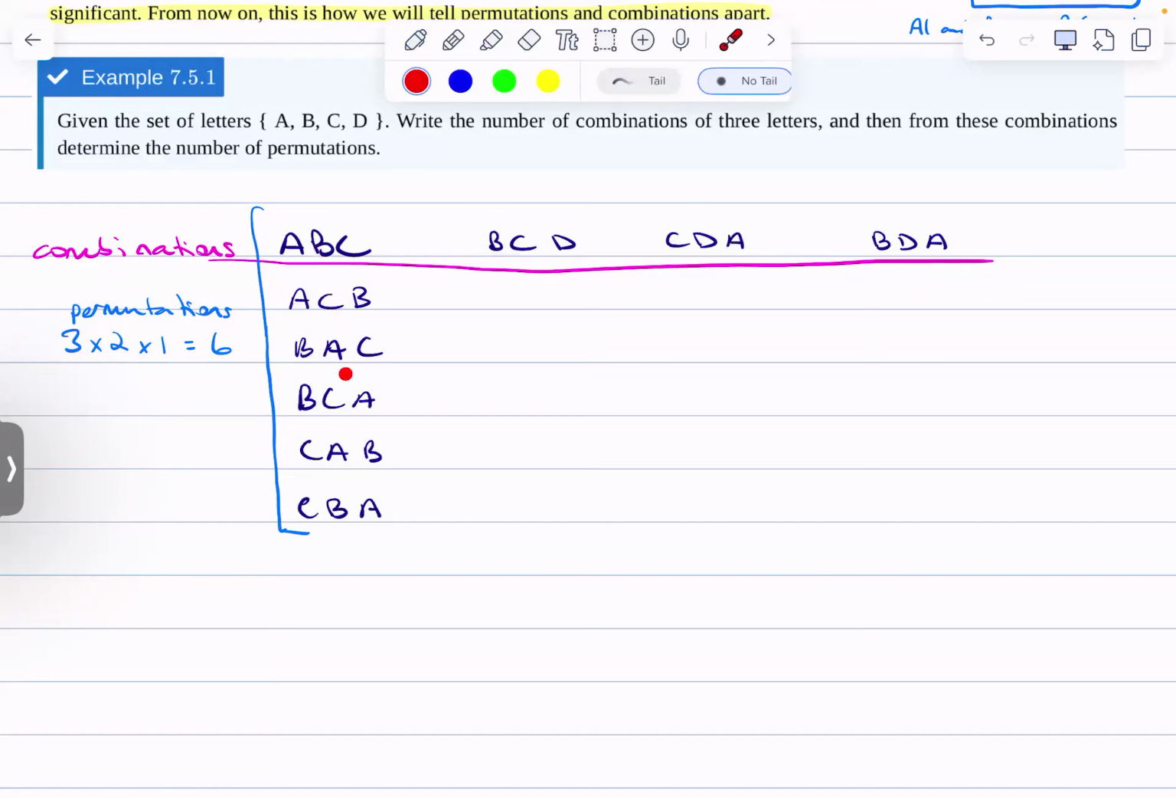Remember, we did this one as a tree, right? To figure out all the 3-letter permutations of ABC, depending on which branch you went down first, that would determine the remaining letters. Okay? And now, I'm just gonna jot down BCD, BDC, CDB, CBD, DCB, and DBC.